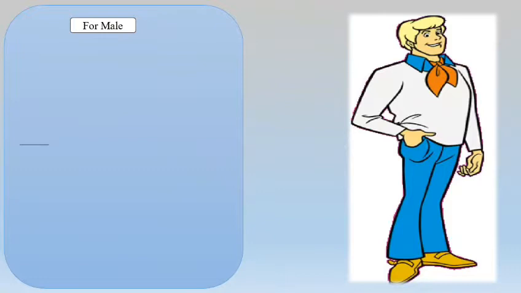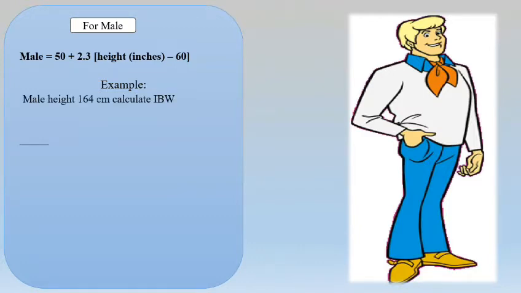Here first we calculate the ideal body weight for the male. This is the formula to calculate the ideal body weight. All things are given except the height, so you need to measure the patient's height, and you can measure it very easily. Let's take an example for better understanding. Calculate the ideal body weight of a patient. His height is 164 centimeter.